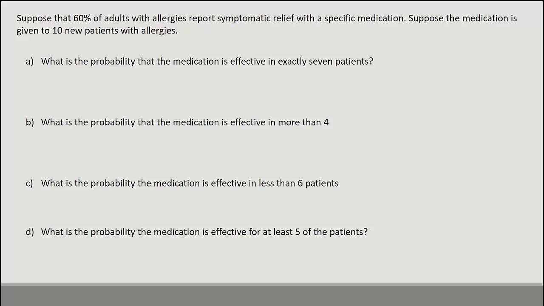Well, what's success? Success is going to be that the patients get relief. And failure is that they don't get relief. That's the only thing that can happen. Thirdly, we have independent trials because, well, we're assuming that each patient is independent. Each patient is unrelated. Okay, so the drug's effect on patient 1 is not going to affect patient 2. And then lastly, we're going to let our X count the number of successes. Okay, so this is a binomial experiment. Let's get to part A.